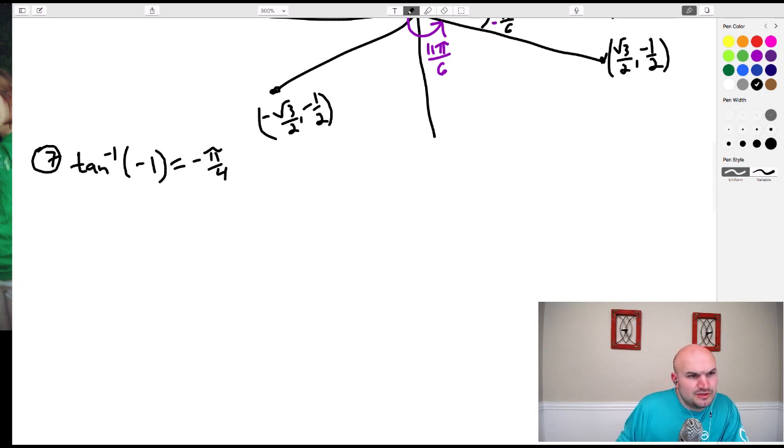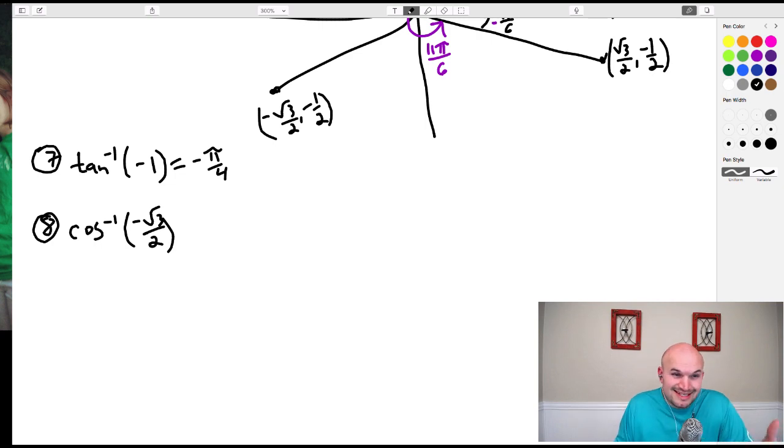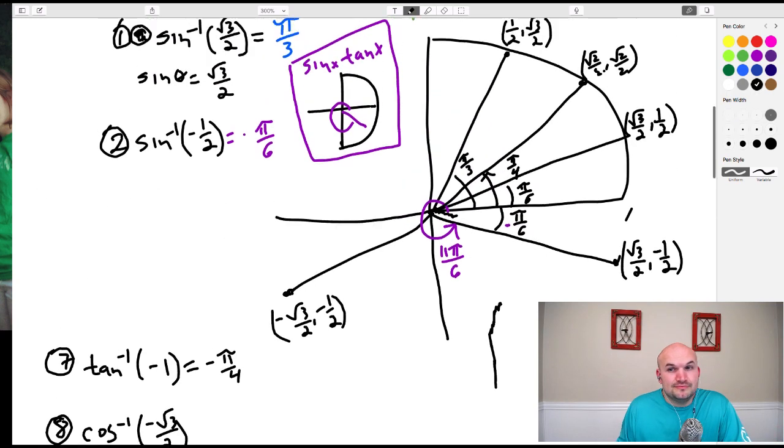Let's go work on question number 8, which is cosine inverse of negative square root of 3 over 2. All right, so in this one, we're looking at when the cosine, when the x-coordinate, is equal to negative square root of 3 over 2. Looking at this unit circle, the x-coordinate is going to be square root of 3 over 2, which gives us the angle pi over 6. However, we're looking for when it's going to be negative. So cosine is going to be negative in the second and the third quadrant.